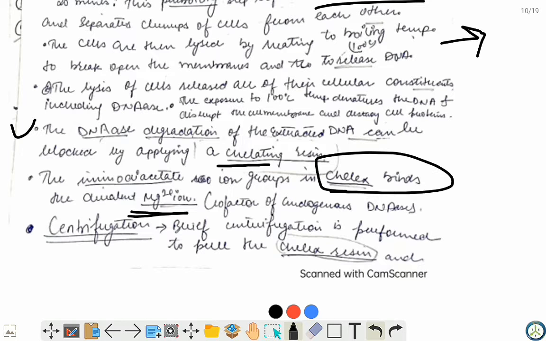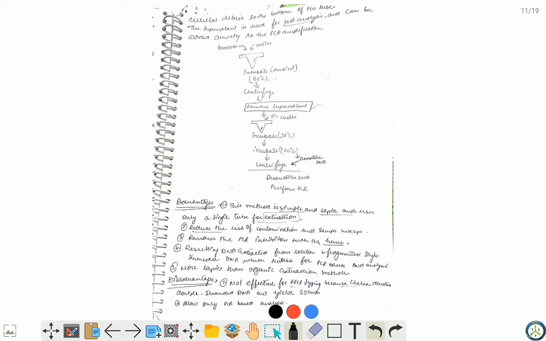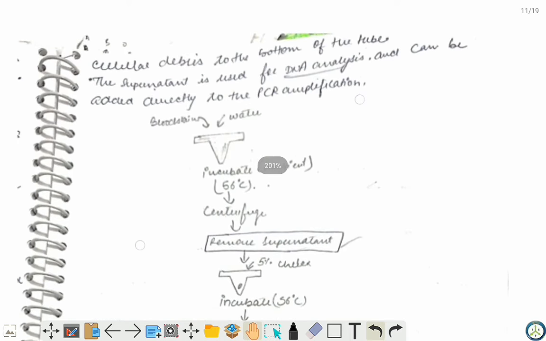Okay, clear. So after that we have to centrifuge the sample. For centrifuging, a brief centrifugation is performed to pull down the Chelex resin. Then we have to remove the Chelex resin and we are just left with only the DNA sample. The supernatant is used for the DNA analysis and can be added directly to the PCR amplification.